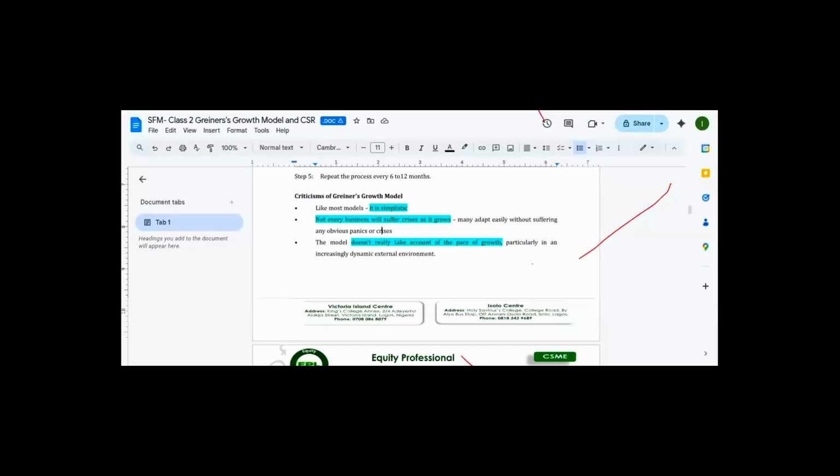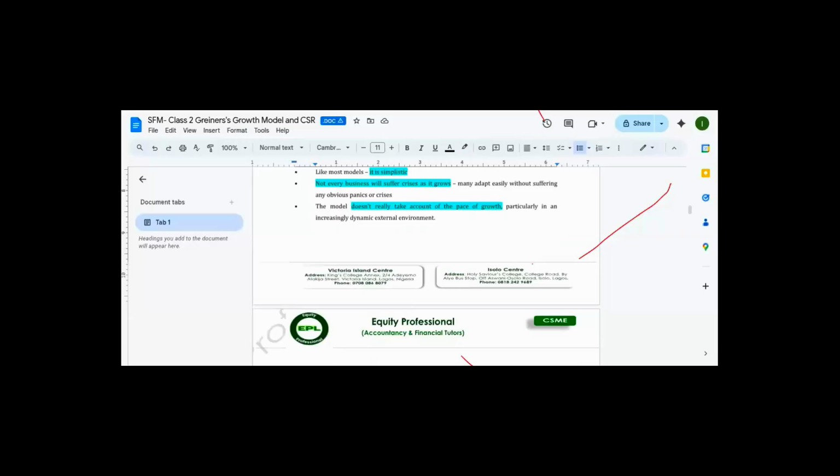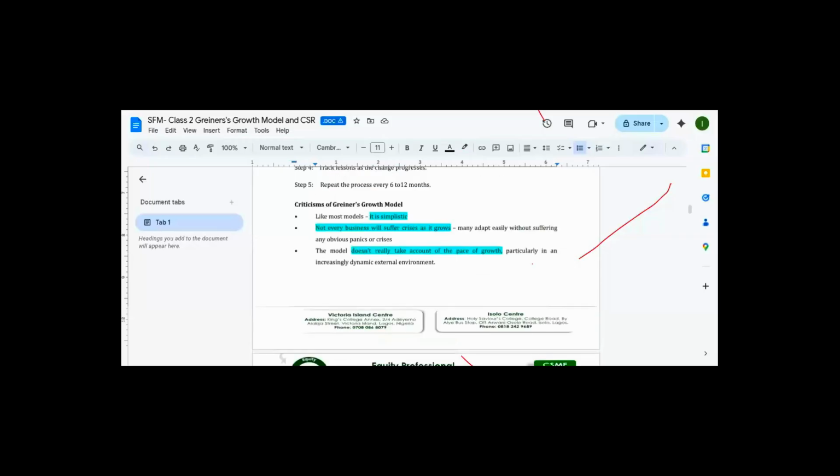So third, another critique is that the model does not really take account of the pace of growth, particularly in an increasingly dynamic external environment. To me, that would be difficult to determine, because we cannot really say if the company spent 1 year or 2 years at phase 1 before moving to phase 2. The pace of growth between phase 2 and phase 3 will equally be difficult to determine.